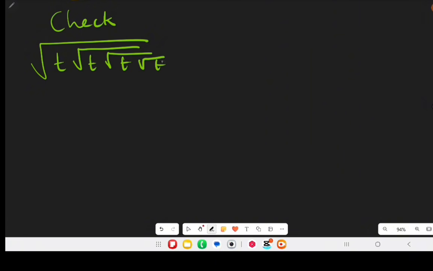Now let's check if our answer is correct. We have root of t, root t, root t, root t equals 27. We have solved internally and we have solved externally. We can use any of the processes to check if our answer is correct. But right now, I'm going to check using internally, the last method which we used. So we have to put t equals 3 raised to the power of 16 all over 5. Let's see if the left hand side will give us the right hand side.